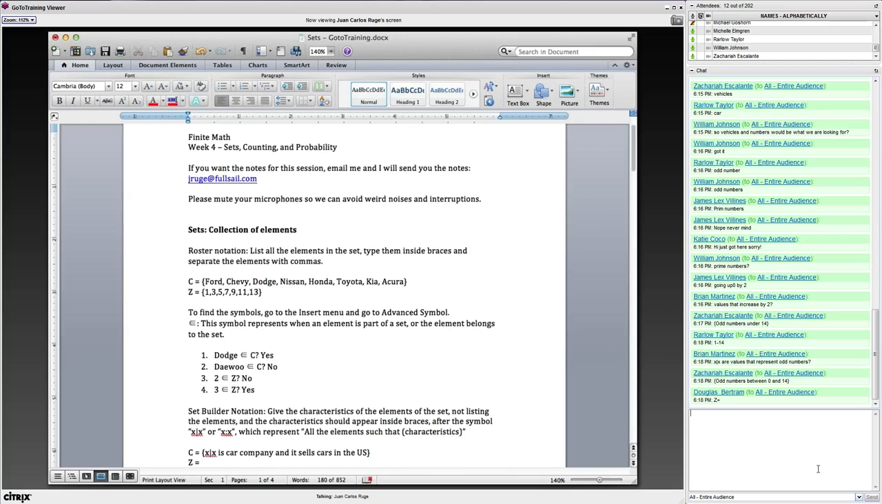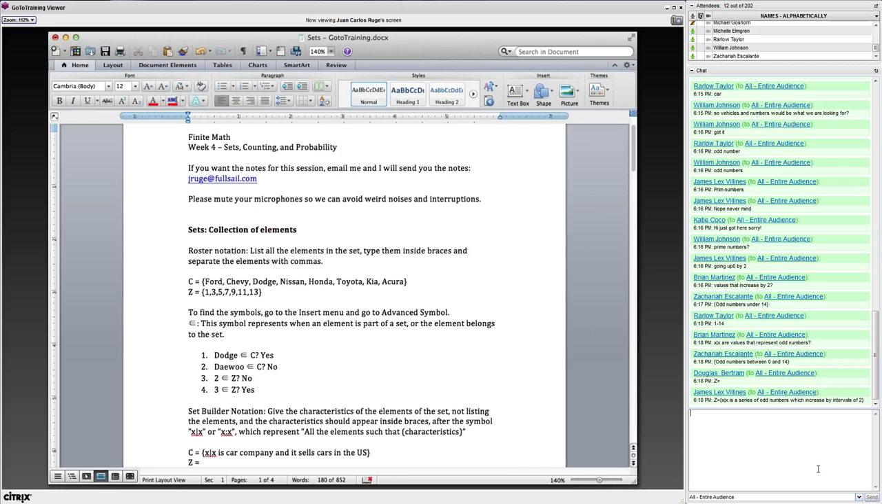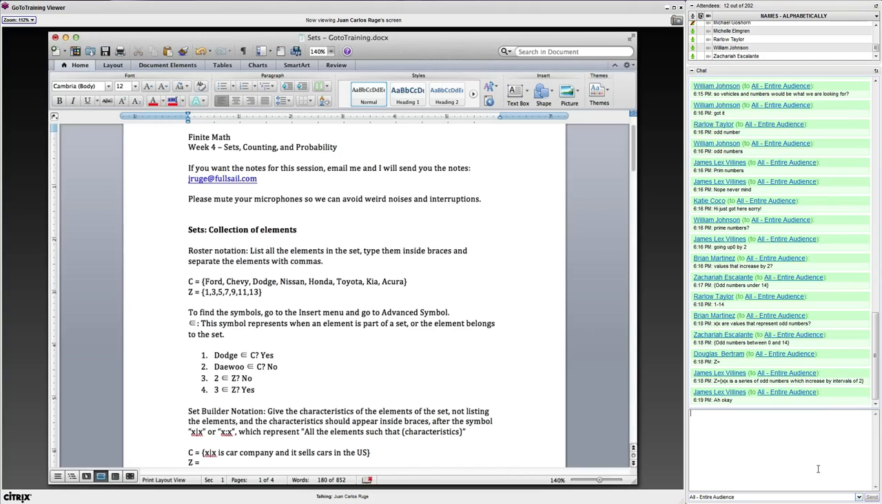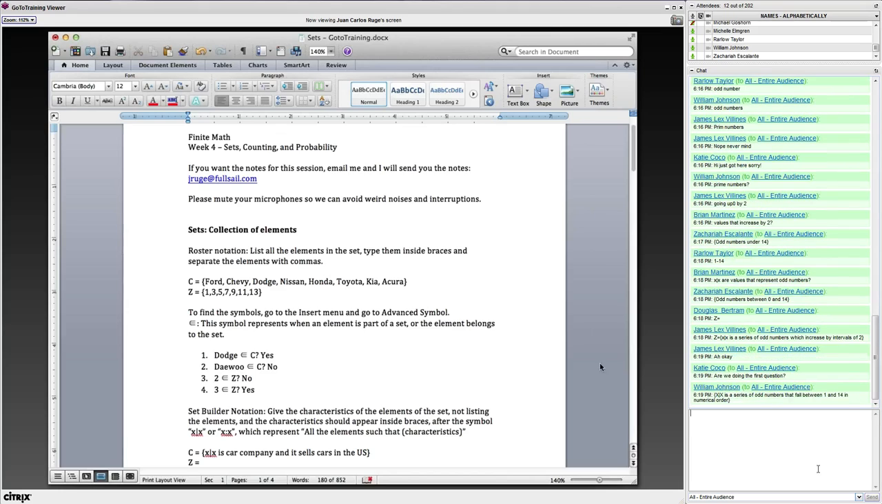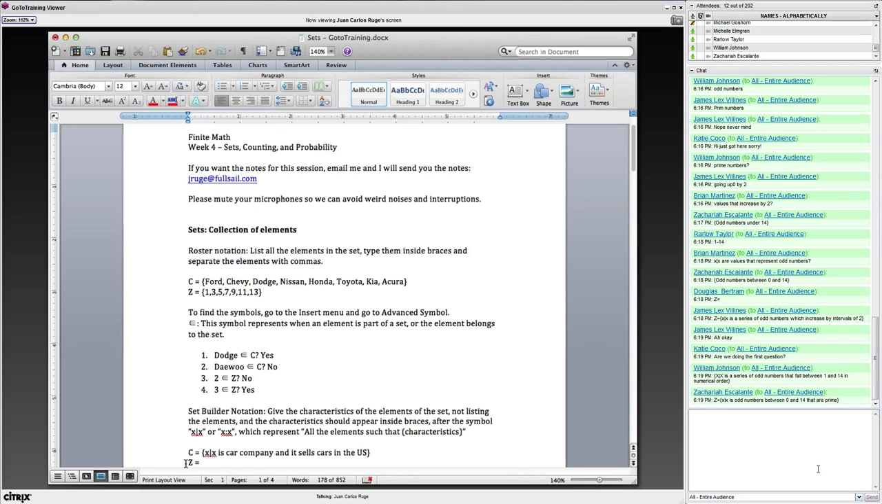Okay, a couple of tries, and I'm going to give you the answer. James, you're being redundant if you're saying odd numbers are numbers that are going by two. Now remember, we're talking about all the characteristics. What is C? This set C.